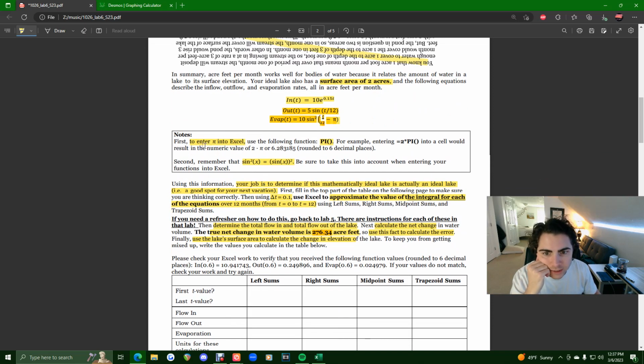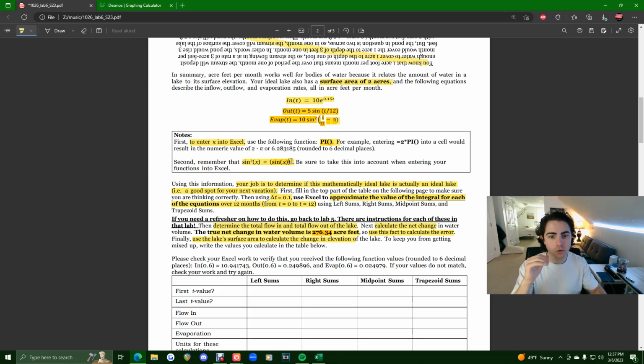They mention to use pi in Excel. Make sure you use this pi with the parentheses like that. And then also sine squared should be input as sine of x, and then the whole thing squared. So your job is to determine if this mathematically ideal lake is an ideal lake or a good spot for your next vacation. So we'll talk a little bit more about what that means later.